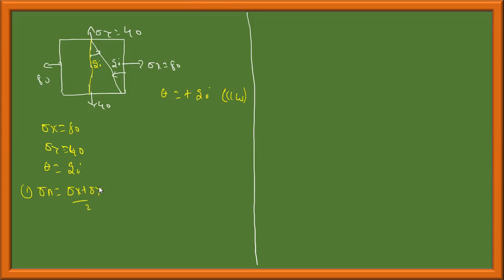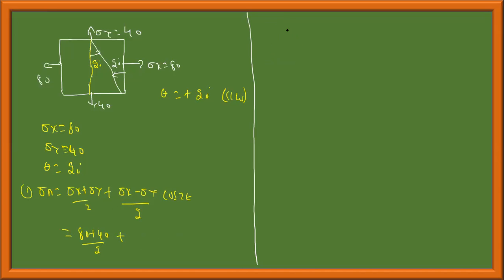Plus sigma x minus sigma y by 2 into cos 2 theta. Can you substitute and tell me: sigma n is equal to 80 plus 40 by 2 plus 80 minus 40 by 2 cos 40. Tell me what is sigma n.